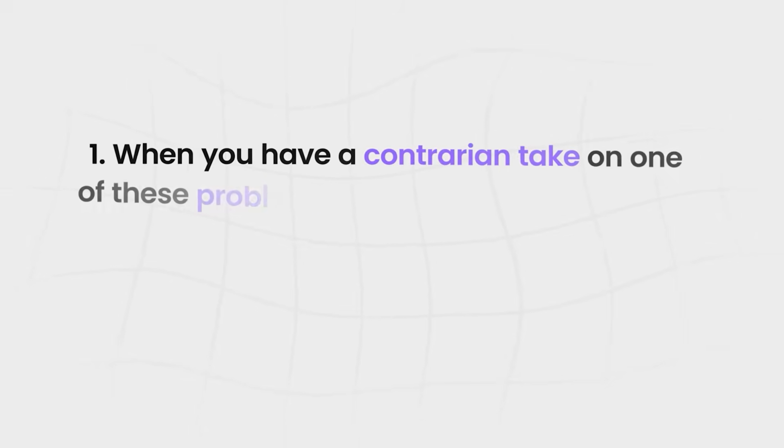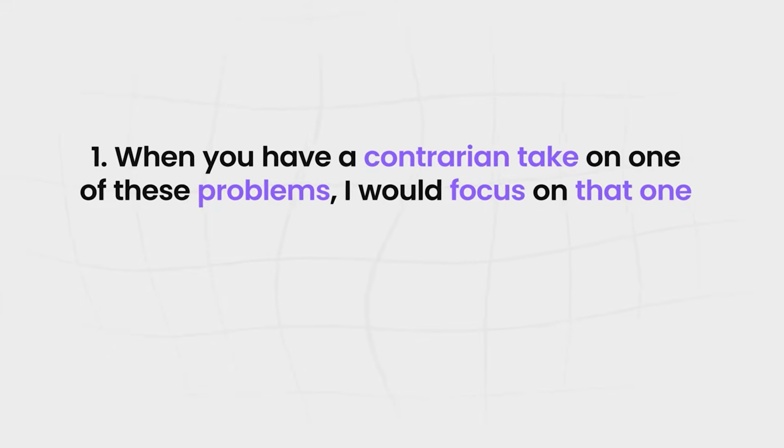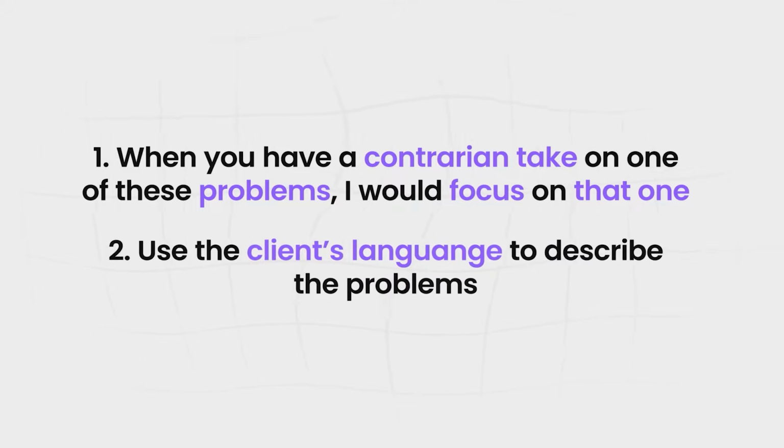Now I've got 2 really important tips here. Number 1, when you have a contrarian take on one of these problems, I would focus on that one, because that will typically get better engagement on LinkedIn and help set you apart as a thought leader. The second important tip here is use the client's language to describe the problem, because if you use their language, they'll feel like you understand them better and are more likely to buy from you and work with you. So now you've gone through this process, you have authentic content ideas based on real client conversations in their words, instead of just guessing what to write.